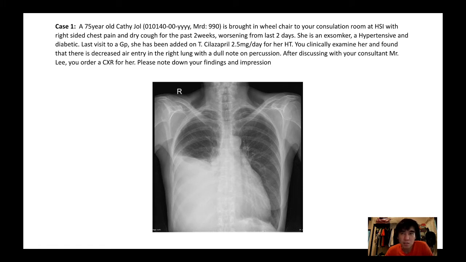She is an ex-smoker, a hypertensive, and a diabetic. Last visit to a GP, she has been added on tapsilazapine 2.5 mg per day for her hypertension. You clinically examined her and found that there is decreased air entry on the right lung with a dull note on percussion. After discussing with your consultant, Mr. Lee, you order a chest x-ray for her. Please note down your findings and impression.